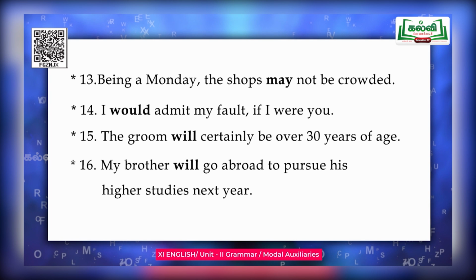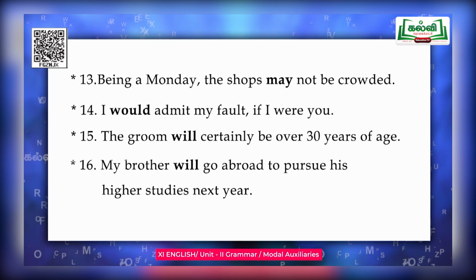the particular example. I would admit my fault if I were you. In this sentence, a hypothetical idea is conveyed. That's why in the main clause, one can find the use of would as a modal auxiliary. Then in the 15th example, the groom will certainly be over 30 years of age. The presence of the word certainly definitely expresses a point that the particular sentence should have will as a modal auxiliary. That's why the word will has to be there in the particular sentence.